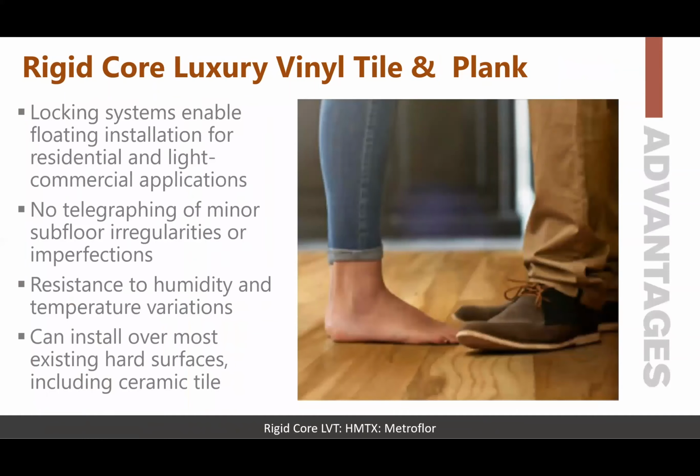So advantages when you're looking at rigid core luxury vinyl tile and plank: locking systems enable floating installations for residential and light commercial applications. There's no telegraphing of minor subfloor irregularities, and it can go over other existing floorings. It has resistance to humidity and temperature variations, and it can be installed over most different hard surfaces, including ceramic tile. You want to verify that the underlayment and whatever other product is installed is in place, that there aren't any deficiencies that are going to cause a problem for the installation of the rigid core. However, this opportunity to not have any telegraphing through the product is very important as an advantage for that product.